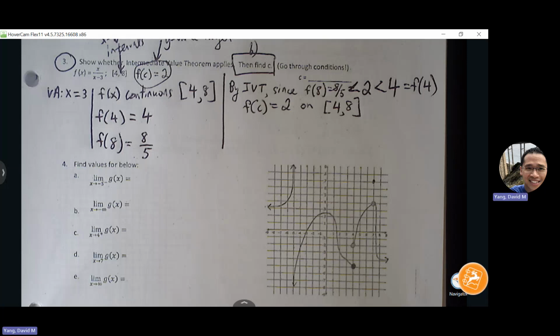Oh, so you're trying to confirm that FC was 2? Yeah, I'm just trying to confirm that FC equals 2. So that's the first part. Okay. Any questions with that notation?